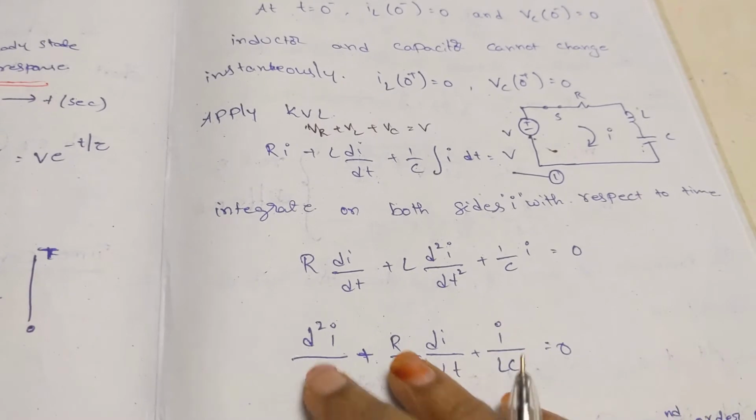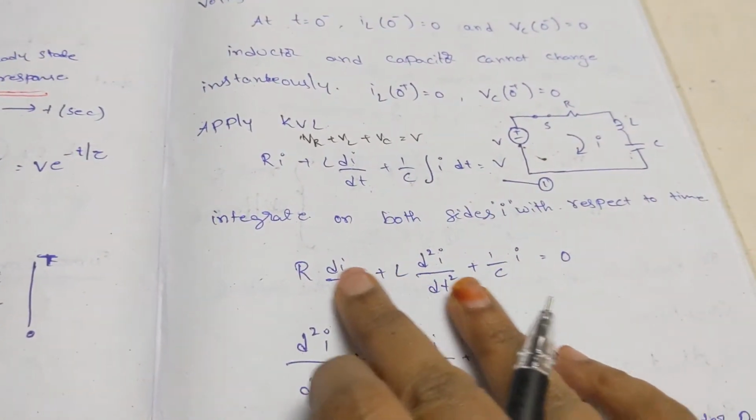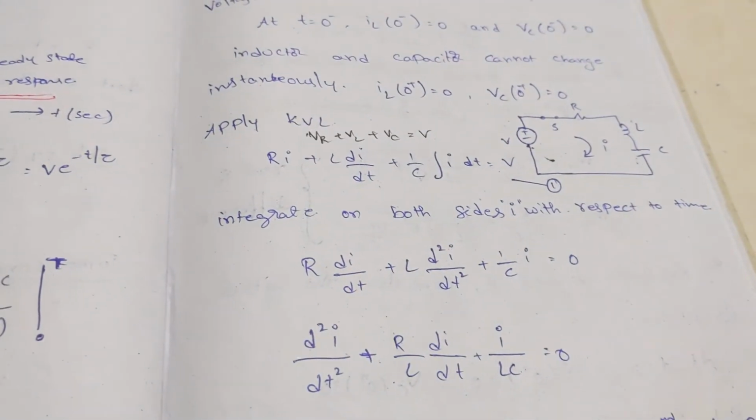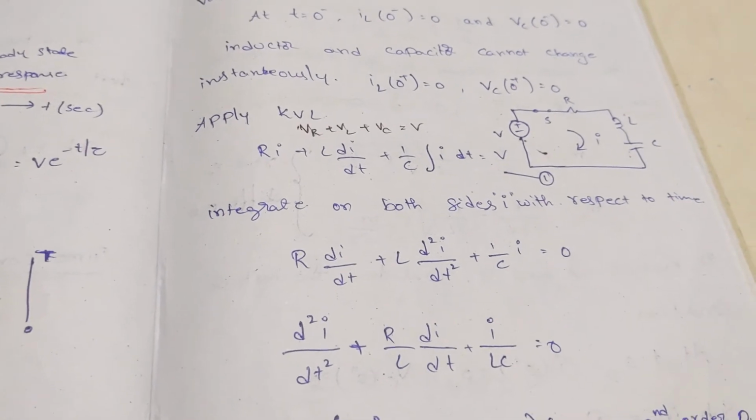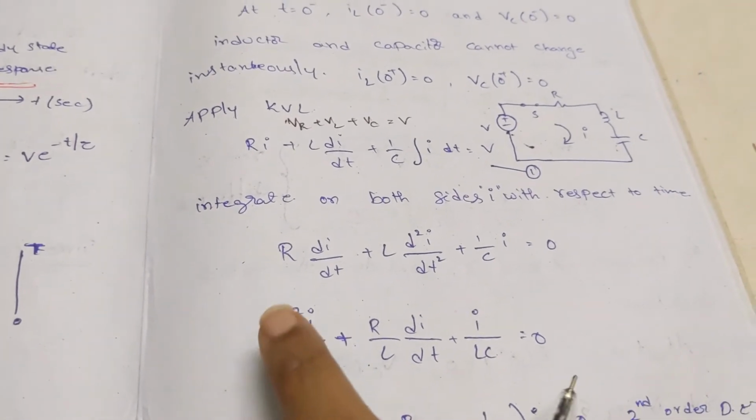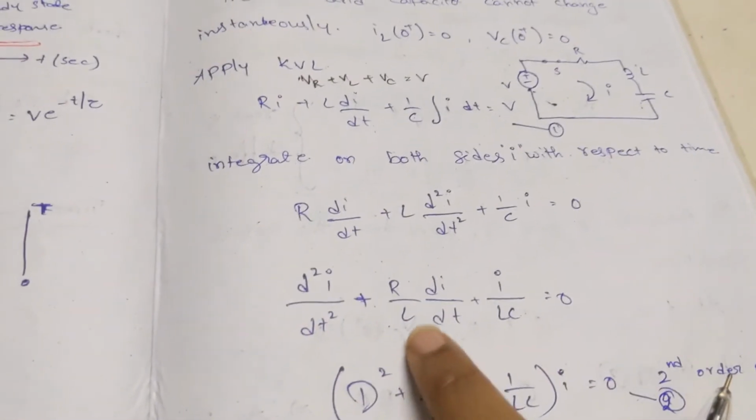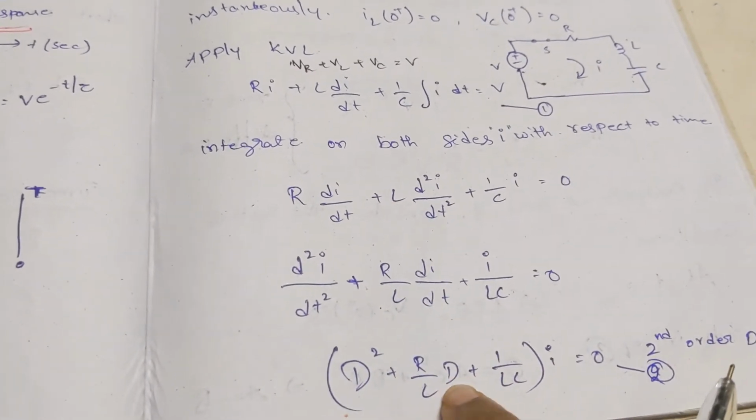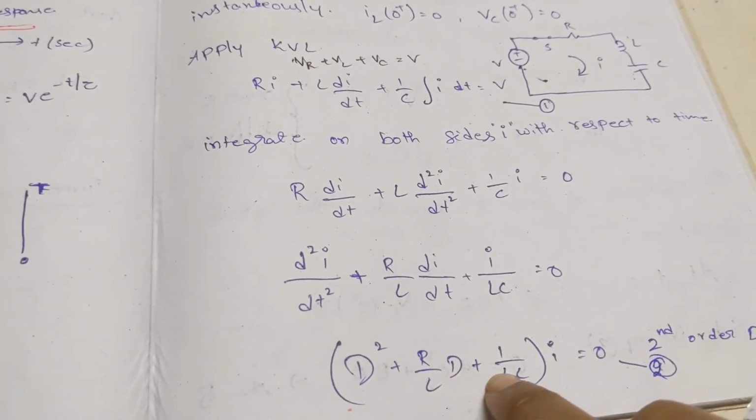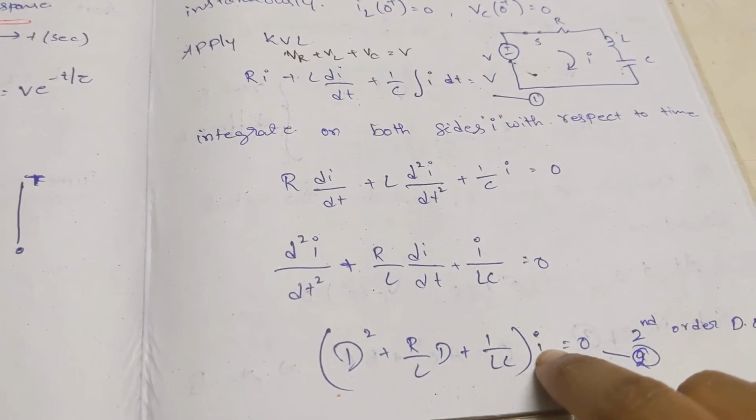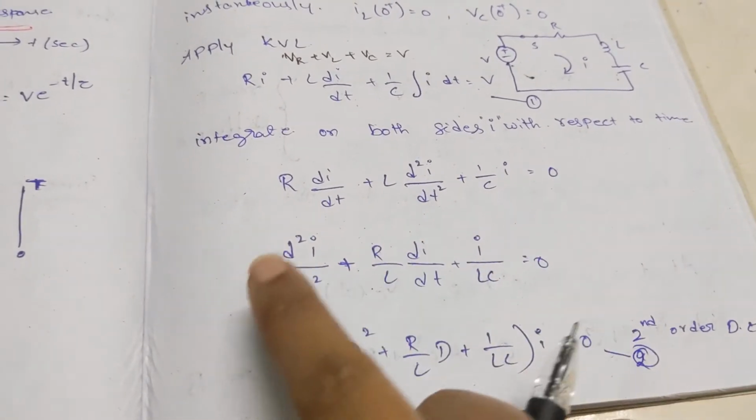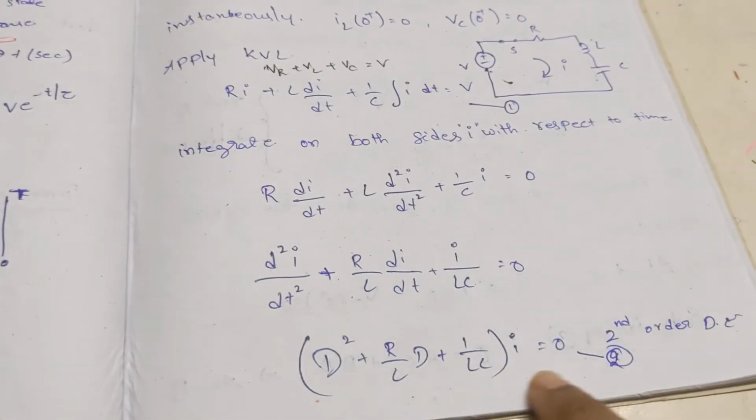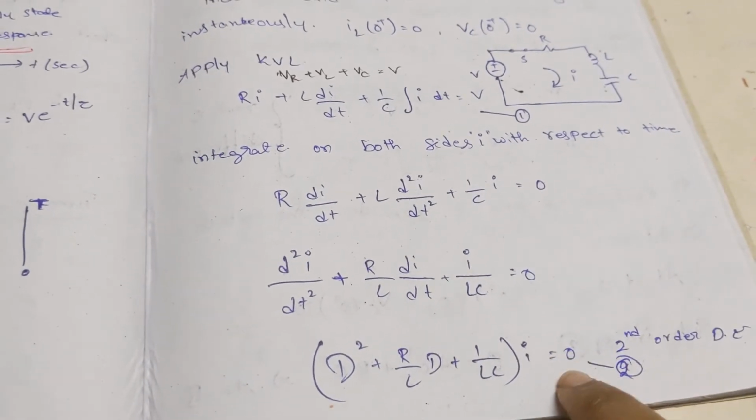When we rearrange the terms, we divide the entire equation by L. So d square I by dt square plus R by L into the first order derivative plus 1 by LC into I equals 0. Here I is your parameter. So this equation is a second order differential equation.